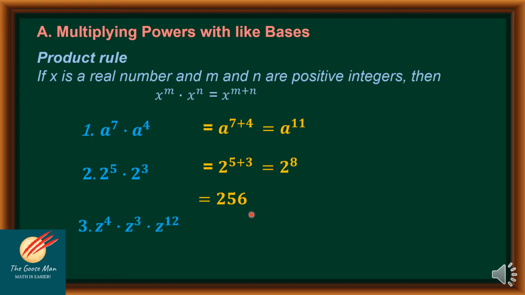Let's have another example. Say to the 4th times say to the 3rd times say to the 12th, I simply add 4 plus 3 plus 12. So I'll come up with 19 and the base is say. So therefore, the final answer is say to the 19th power.